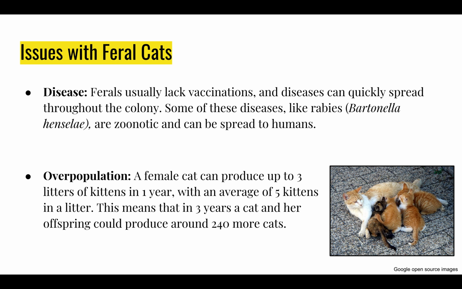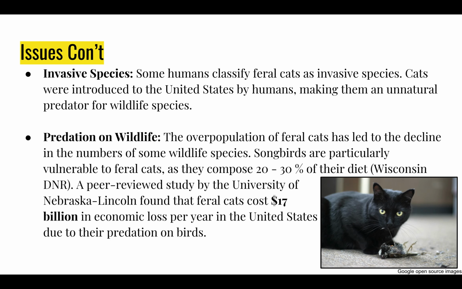Overpopulation is another big issue. Because female cats can produce up to 3 litters of kittens in a year, this problem is quickly compounded when the offspring begin producing kittens as well. Within 3 years, a cat and her offspring can easily produce around 240 more feral cats.